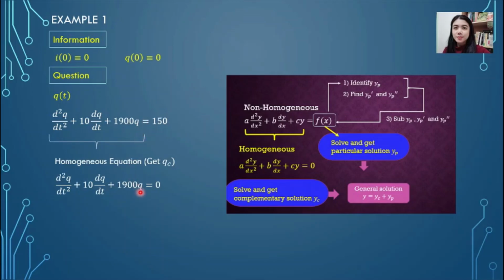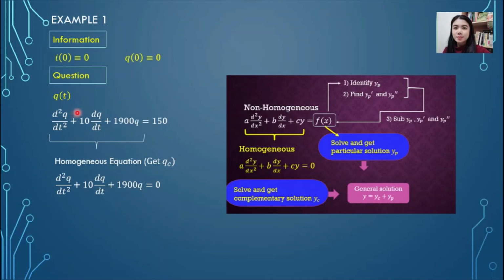Once you have converted this non-homogeneous into homogeneous by letting the differential equation equal to 0, the next thing that you have to do is solve this homogeneous equation so that you can get the yc. But in this case, obviously we do not have the variable y here. Originally you have the variable y, but it's actually taken over by the variable Q.